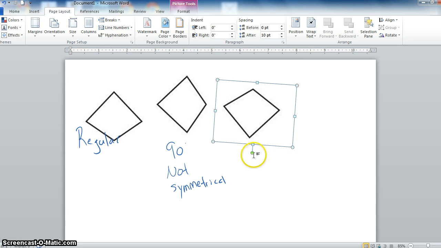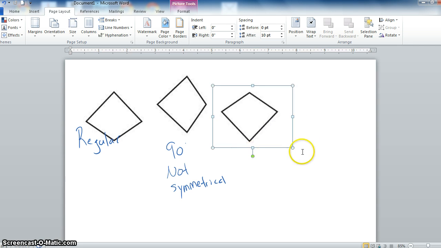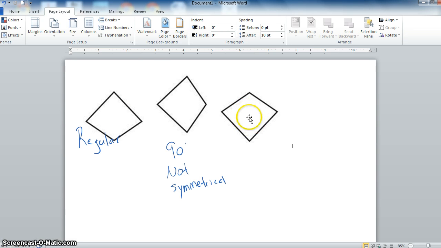Oh, almost. It's a little tweak. There we go. This is 180. It's turned all the way upside down. Now, is this picture here symmetrical to this one?